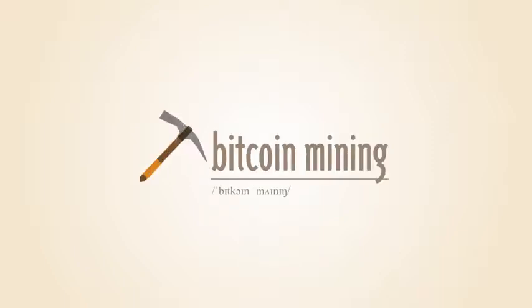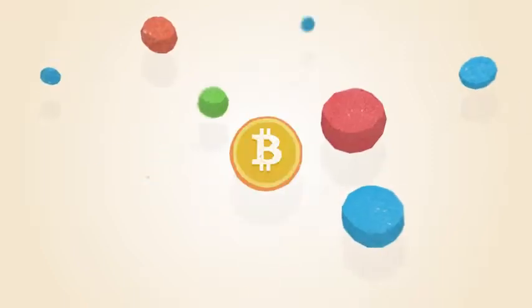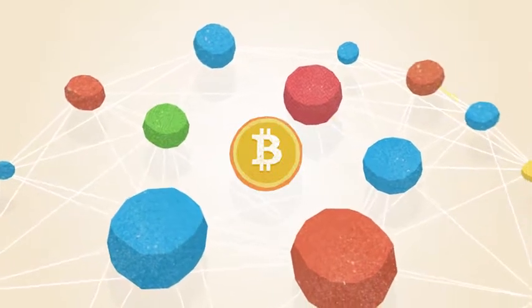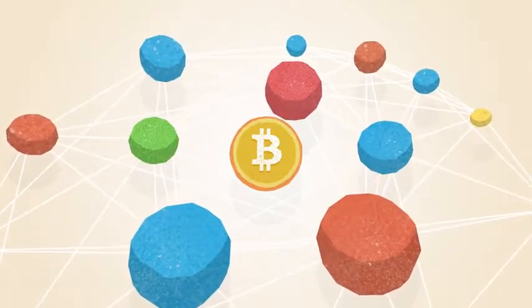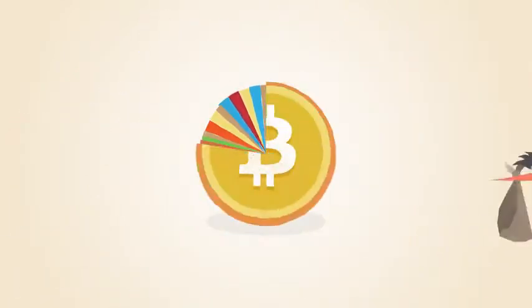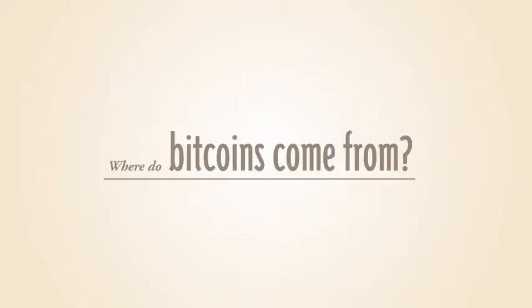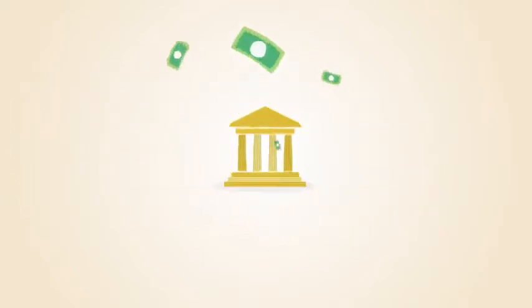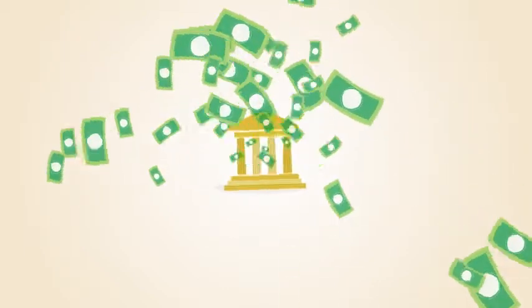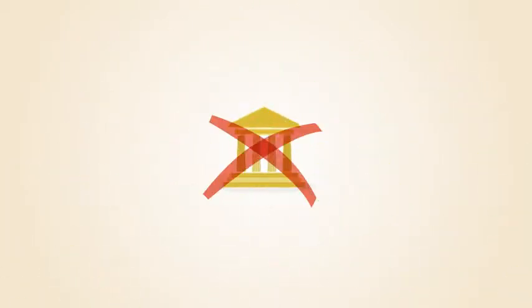What is Bitcoin mining? Bitcoin operates as a peer-to-peer network. This means that everyone who uses Bitcoin is a tiny fraction of the bank of Bitcoin. But where do Bitcoins come from? With paper money, a government decides when to print and distribute money. Bitcoin doesn't have a central government.